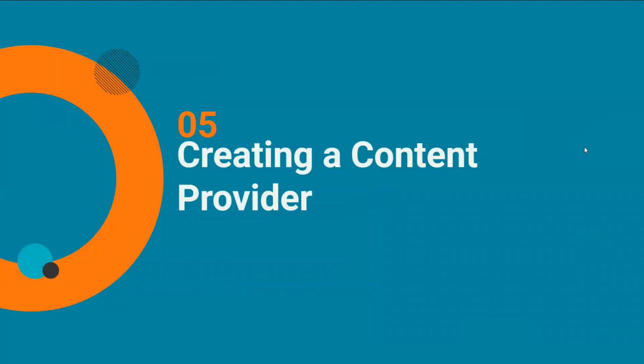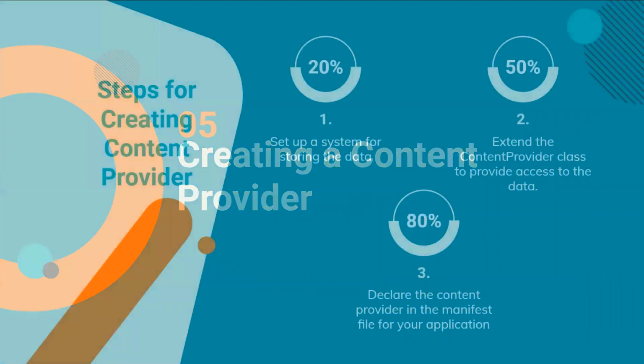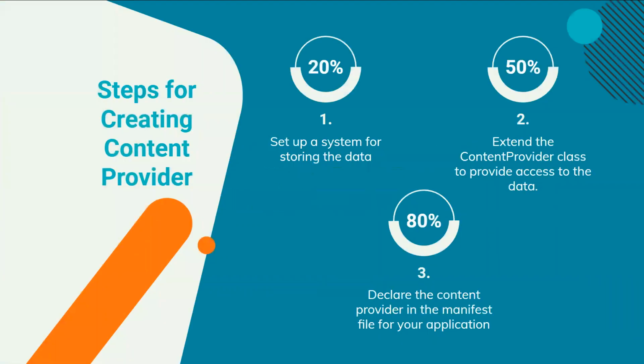Now let's see about creating a content provider. Steps for creating content provider. First, set up a system for storing the data. Next, extend the content provider class to provide access to the data. And then declare the content provider in the manifest file of your application.